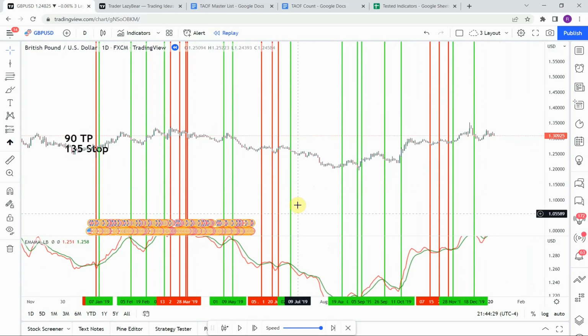So for that reason, this one is going on the no list, and we will move on to the next indicator from here.